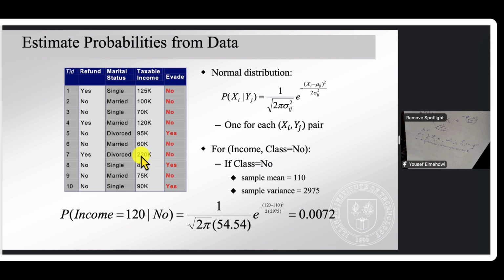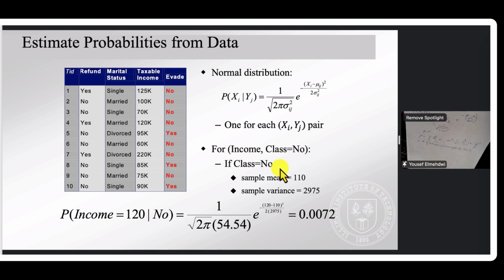Plus 60 plus 220 plus 75 divided by 7. So in this case it's going to be 110. And you try to compute the sample variance, by the way. So in this case, I need to do 1 over n minus 1, sum i equal 1 to n of (xi minus mu) squared, and you take the square root for the whole value.